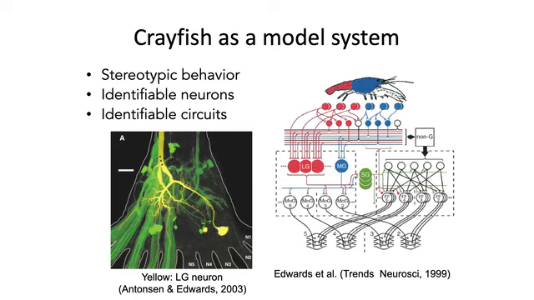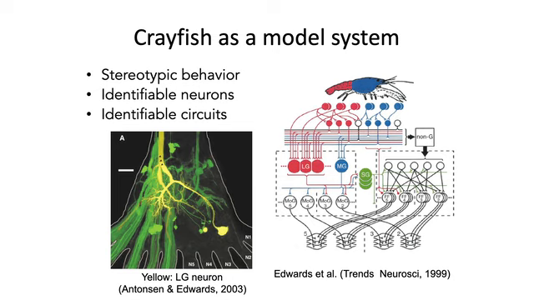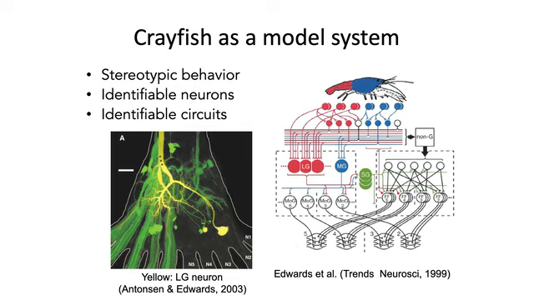The crayfish is a really cool model system because it has very stereotyped behaviors. One of its interesting stereotyped behaviors is its escape reflexes. It has three different kinds of escape reflexes that involve different, what are called command neurons, that get sensory input and drive motor output. One of these particular neurons is where this effect about inhibition was first shown. It's called the LG, the LG neuron.